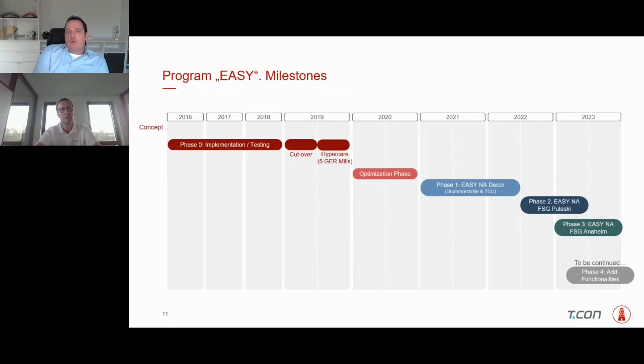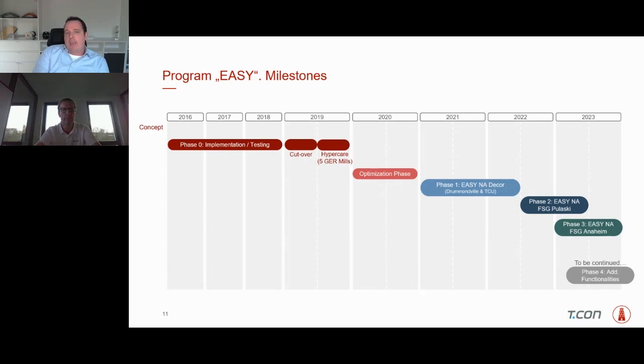When we look now at the EASY milestones and the schedule of EASY, I mentioned that we started at the end of 2015, beginning of 2016, with the concept and implementation phase and testing. That took in total about 3 years until the end of 2018. Then at the beginning of 2019, we started with our cutover phase, with a go live date on, what was it, the 10th of June 2019.